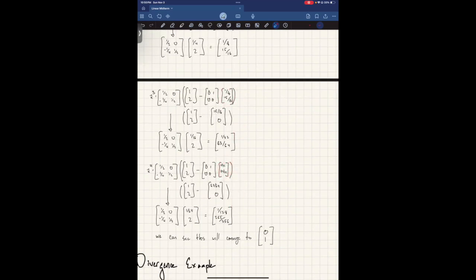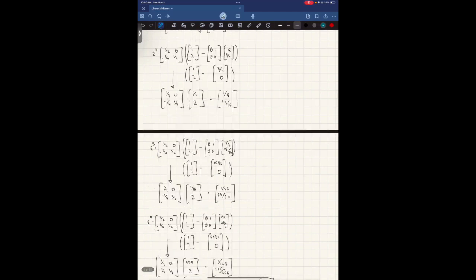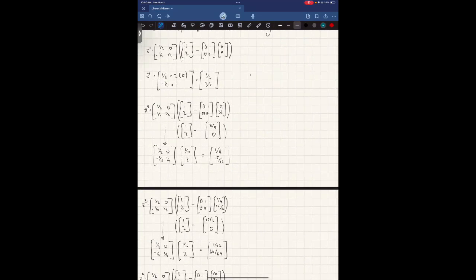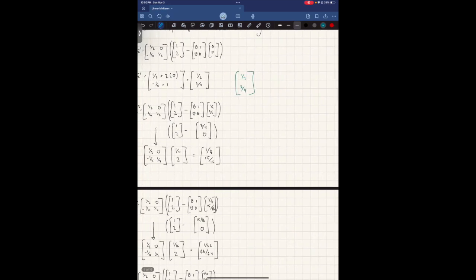And then after this, I wrote, we can see this will converge to [0, 1]. And this is because of the pattern that we can see in this equation, that I'm going to illustrate right now. So our first iteration gets us to 1/2 and 3/4. And our next iteration gets us to 1/8 and 15/16.